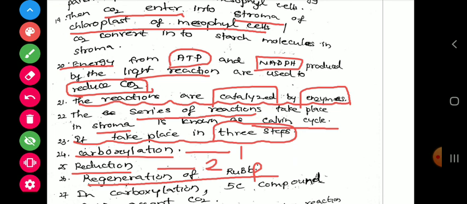Right, the first process is carboxylation. The second process is reduction. The third process is regeneration of the carbon dioxide acceptor, or RUBP. For carboxylation, you can also say carbon fixation. Remember that.